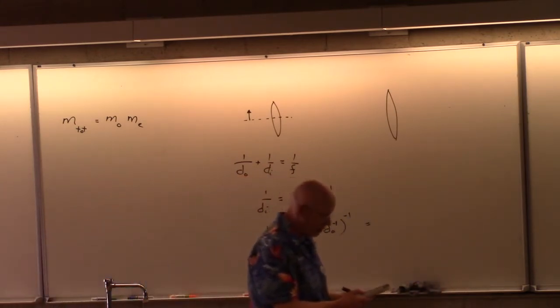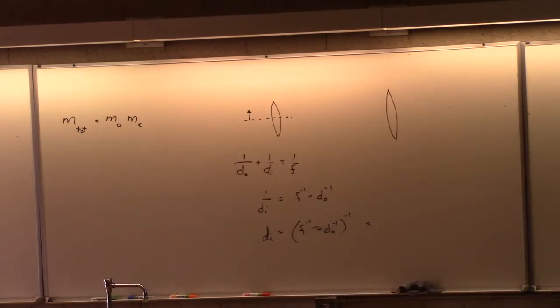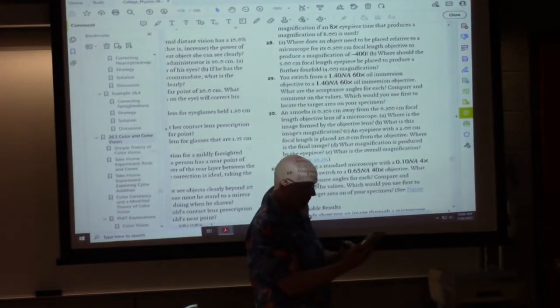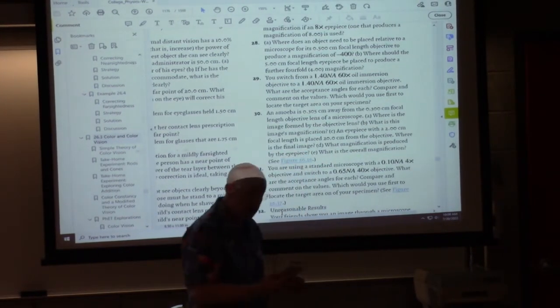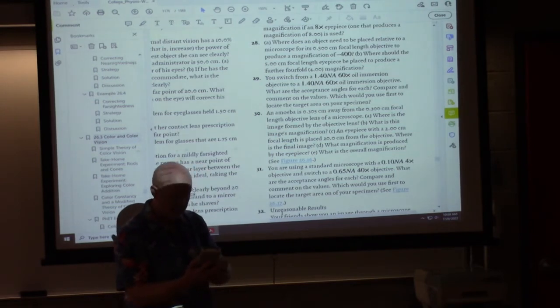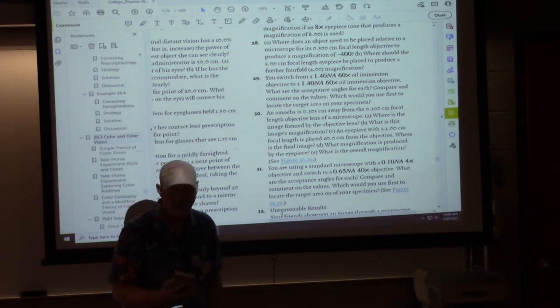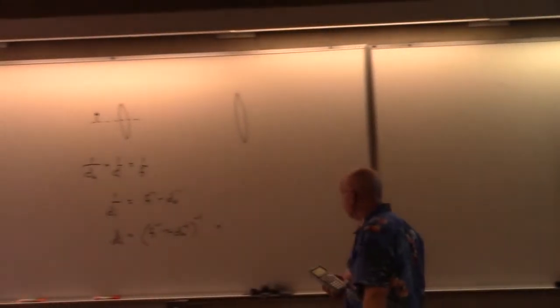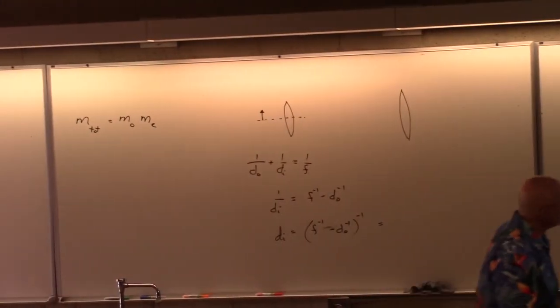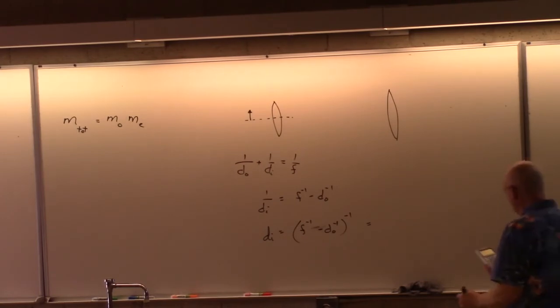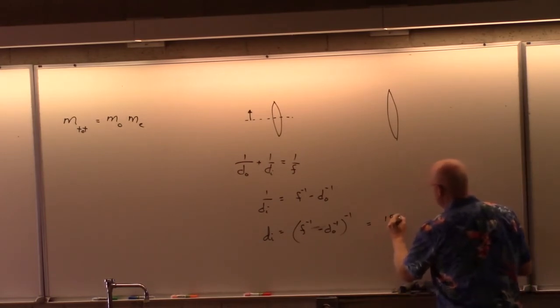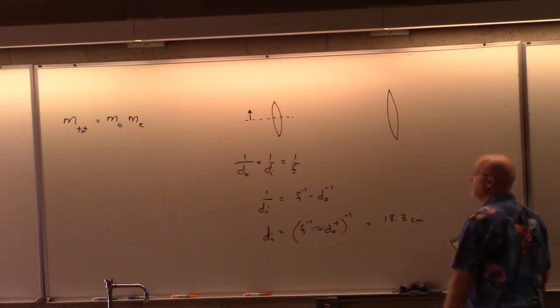All right, so let me take the focal length and take its reciprocal. So it is 0.3, and then I'll hit the reciprocal key. I will then subtract off the 0.305 reciprocal, hit enter, and then take the reciprocal of that. All right, I did my units in, I think those were all centimeters, weren't they? Centimeters. So this comes out to be 18.3 centimeters.